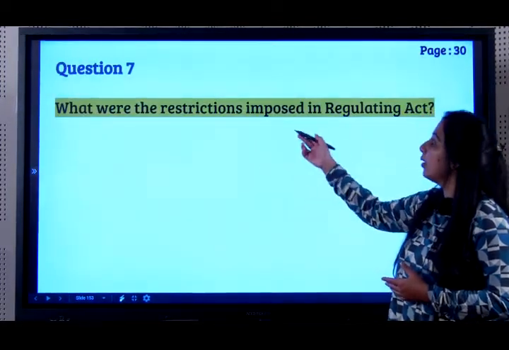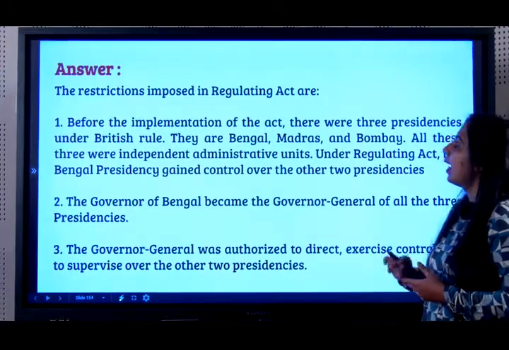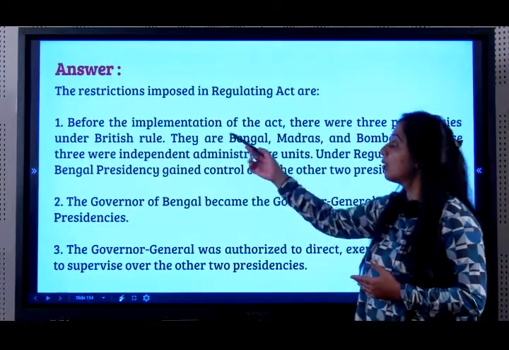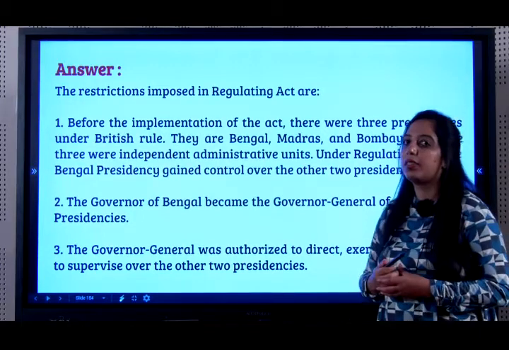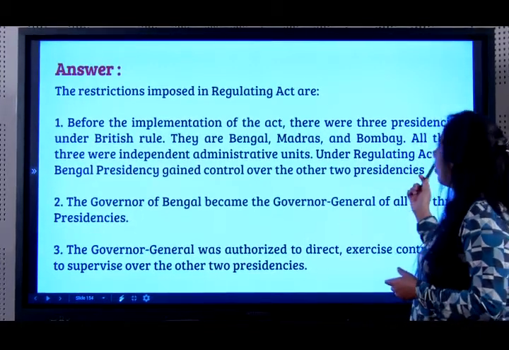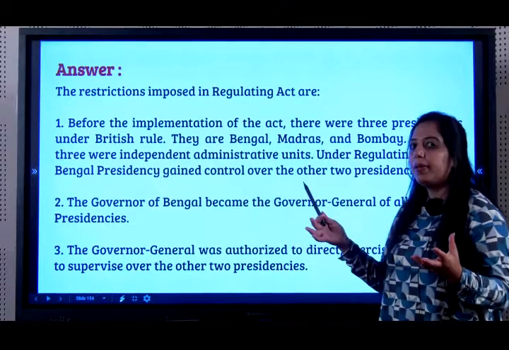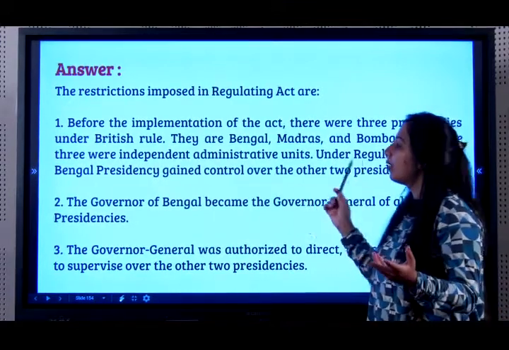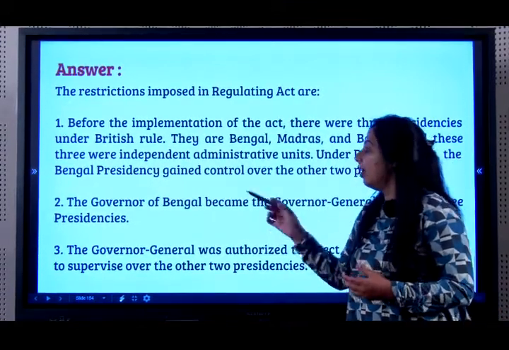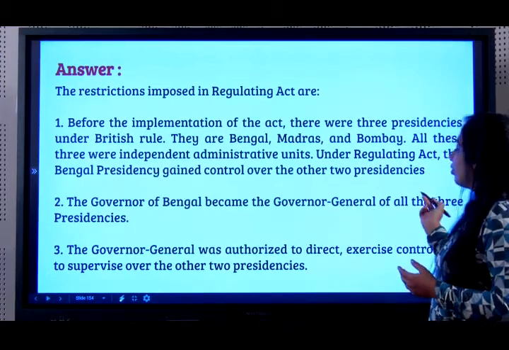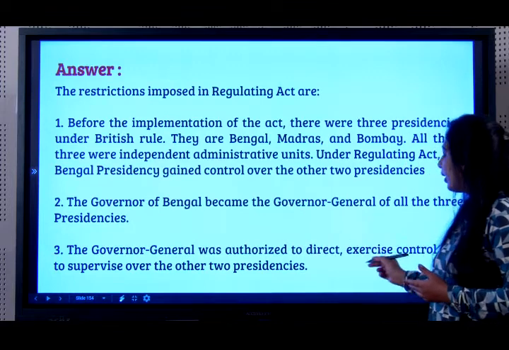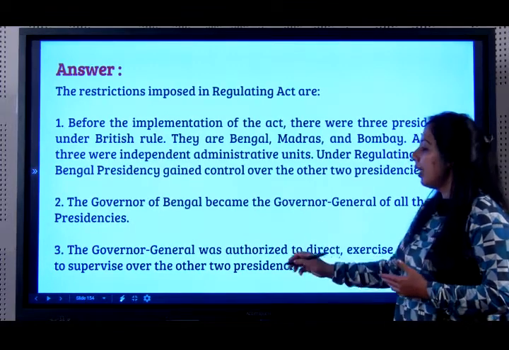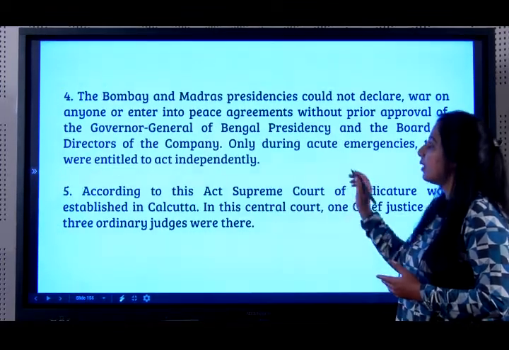Question 7. What were the restrictions imposed in the Regulating Act? As follows. Before the implementation of the Act, there were 3 presidencies under the British rule, the Bengal, Madras and Bombay. All these were independent, but now they came under the Bengal presidency. The Governor of Bengal became the Governor General of all the 3 presidencies. He was authorized to direct, exercise control and supervise over the other 2 presidencies.